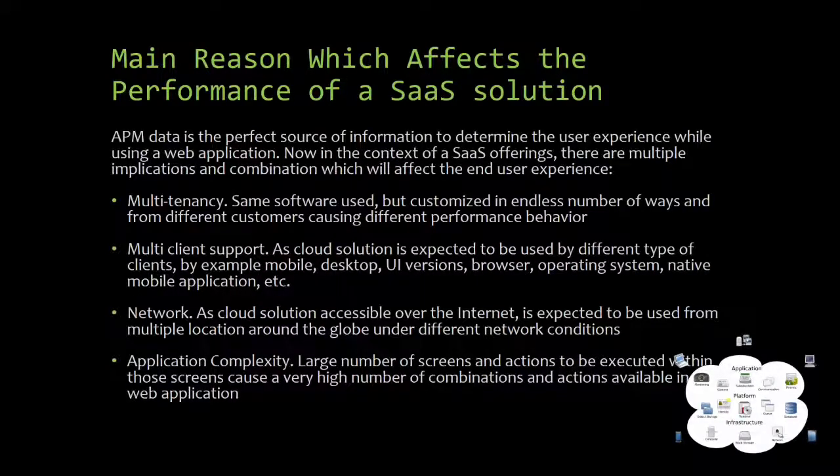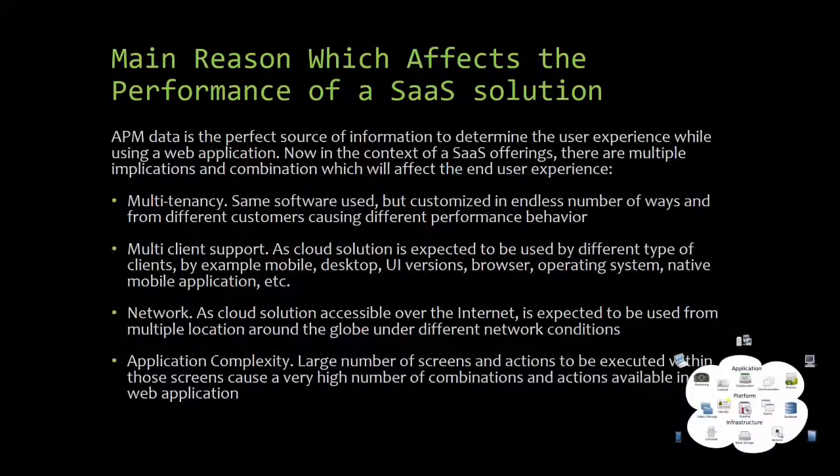Problem statement. APM data is the perfect source of information to determine the end user experience while using a web application. Now, in the context of a SaaS offering, there are multiple implications and combinations which will affect the end user experience. For example, multi-tenancy. The same software is used but customized in endless number of ways and from different customers, causing different performance behaviors. Multi-client support. A cloud solution is expected to be used by different types of clients. For example, desktop applications, different UI versions, browsers, operating systems, native and hybrid mobile applications.